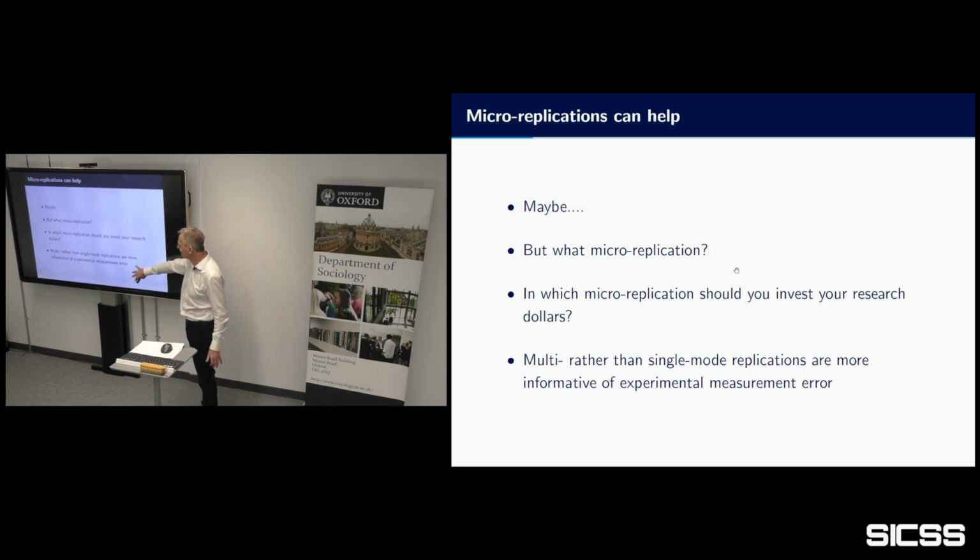And the argument I make in this article basically is that multi rather than single mode replications are the way to approach the problem. So for example, if you do an MTurk study and you get an interesting result, don't simply pay 500 more MTurk respondents to do the exact same experiment, and then argue that you've got a robust micro-replication. So rather than replicate within a mono or single mode, think about replicating in multi-modes. That's the punchline of this particular module.